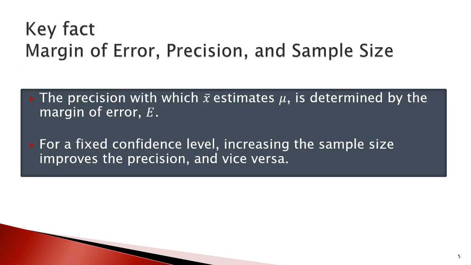On the other hand, when we decrease the sample size, it results in poor precision. If we increase the sample size, it increases the precision, and if we decrease the sample size, it results in poor precision. Okay.